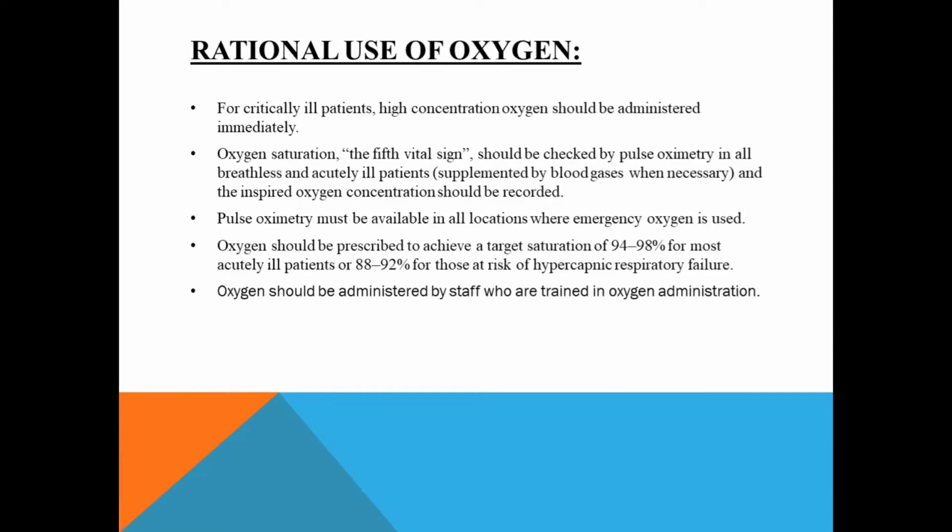The rational use of oxygen means the appropriate or standard use of oxygen in which proper dosing is included. For critically ill patients, high concentration oxygen should be administered immediately. Oxygen saturation, that is the fifth vital sign, should be checked by pulse oximetry in all breathless and acutely ill patients, and the inspired oxygen concentration should be recorded. Pulse oximetry must be available in all locations where emergency oxygen is used. Oxygen should be prescribed to achieve a target saturation of 94% to 98% for most acutely ill patients or 88% to 92% for those at risk of hypercapnic respiratory failure. Oxygen should be administered by staff who are trained in oxygen administration.